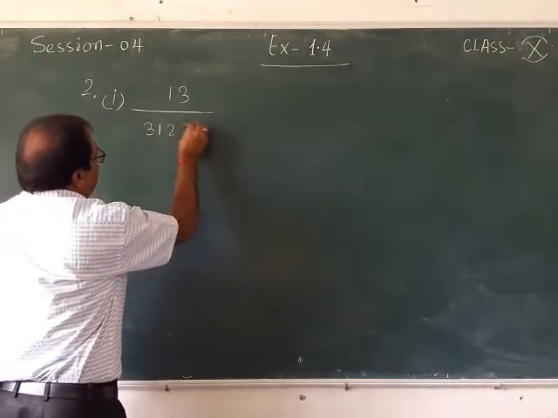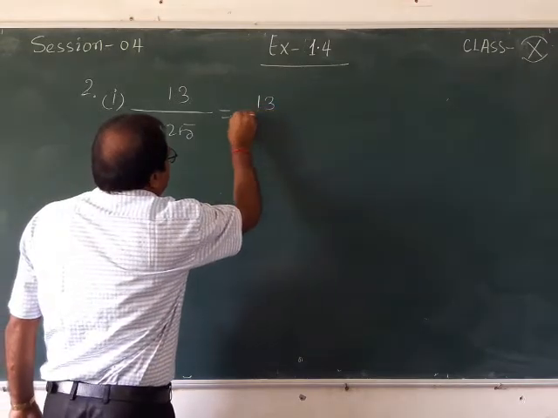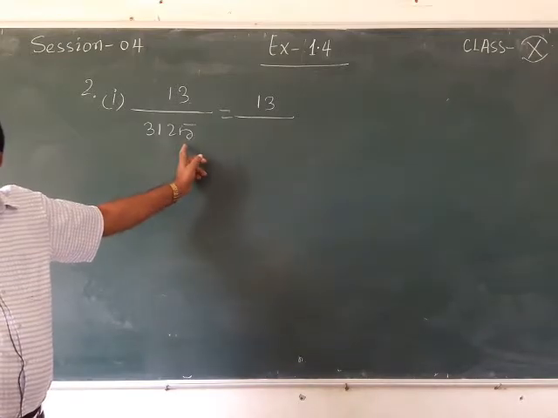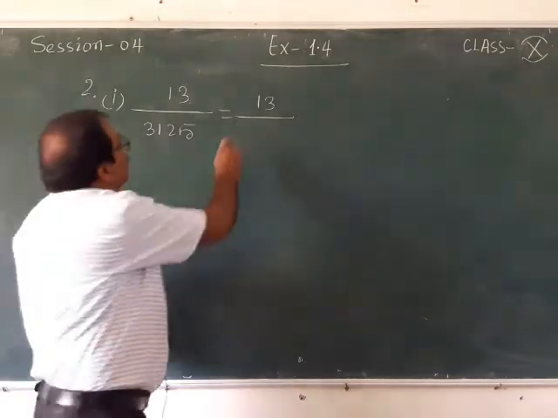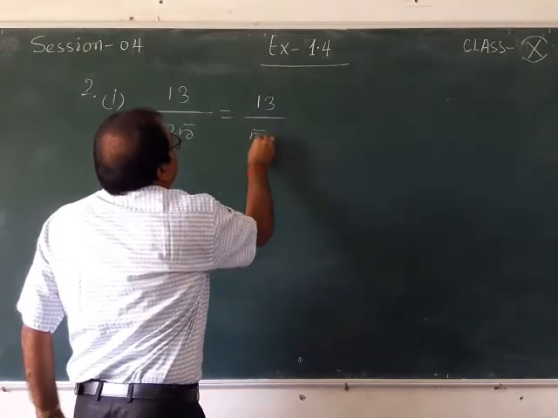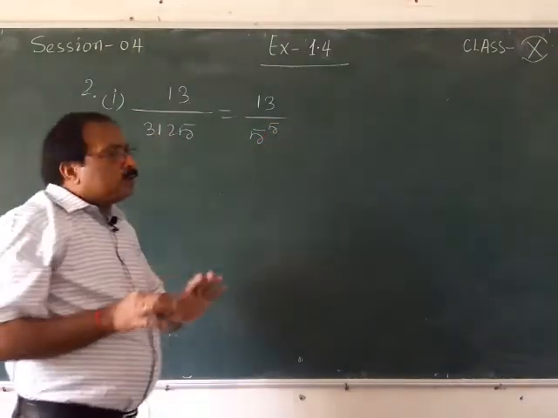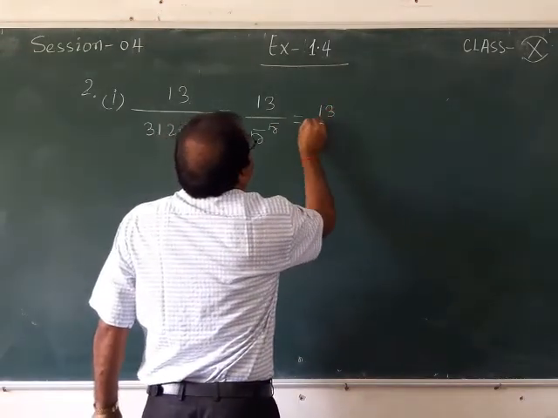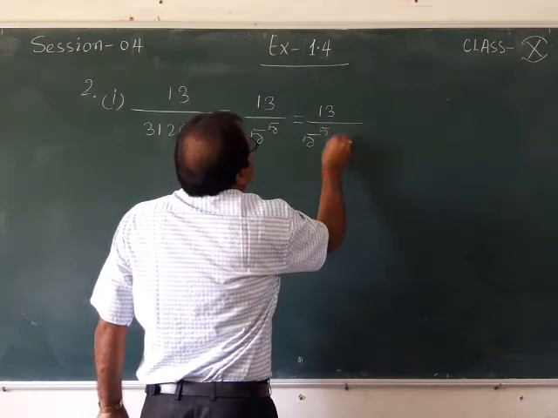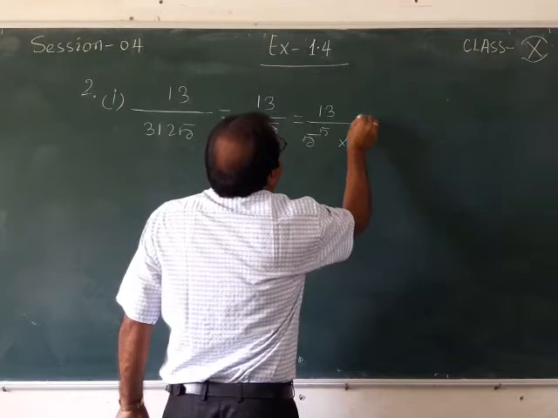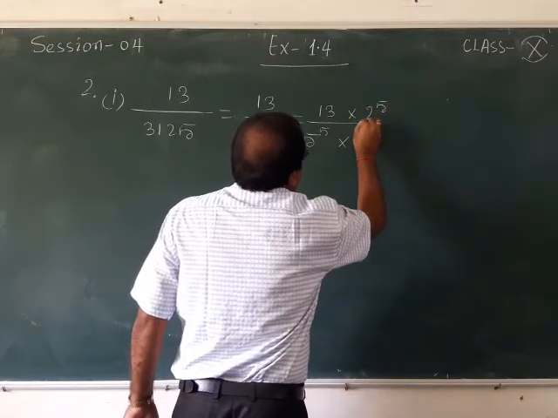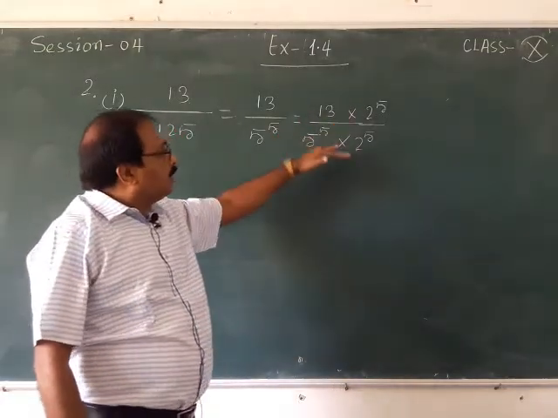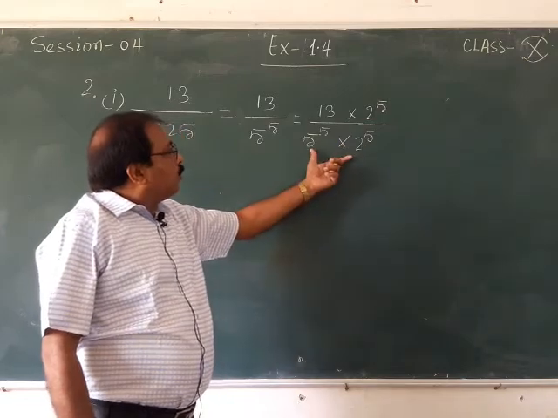We have seen the prime factors of 3125. The prime factors of 3125 are 5 to the power 5. So when I change this number into decimal form, what will I do? I will try to manage the form 2 to the power m into 5 to the power n. So I am multiplying numerator and denominator both by 2 to the power 5.